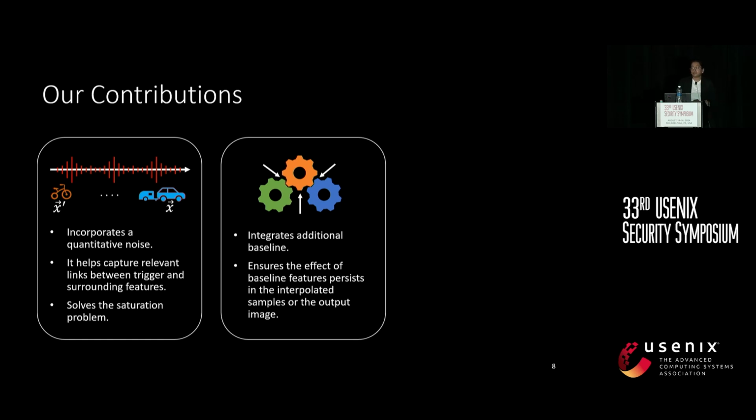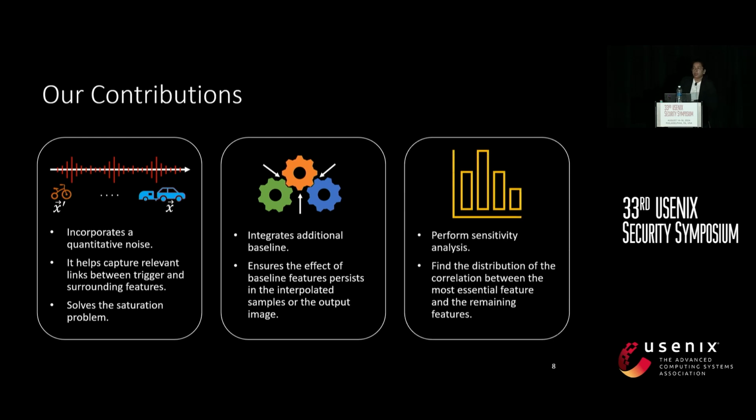The second one is to remove the baseline dependency. For that, we integrate an additional baseline into the formulation of the IG method. What it does is ensure that the effect of the baseline features persists along the integration path, that is, from the baseline to the original input sample.